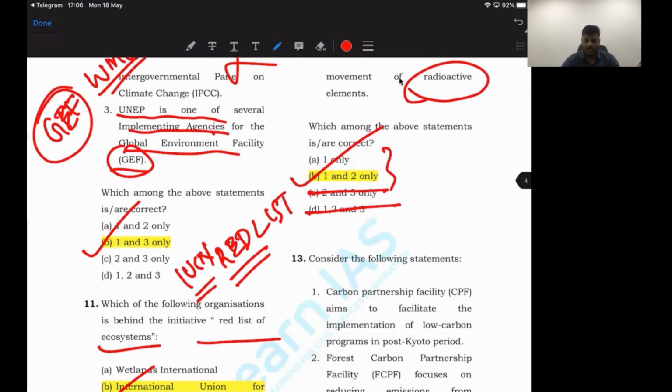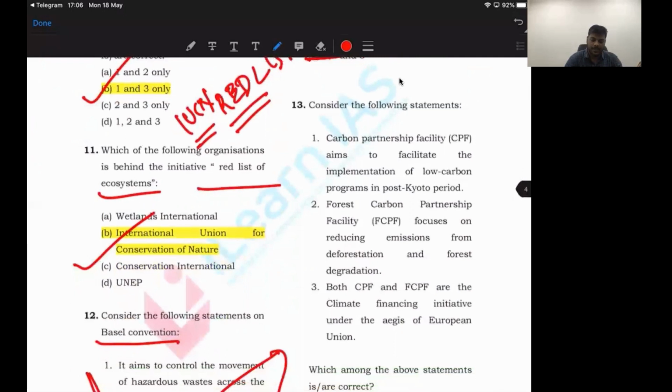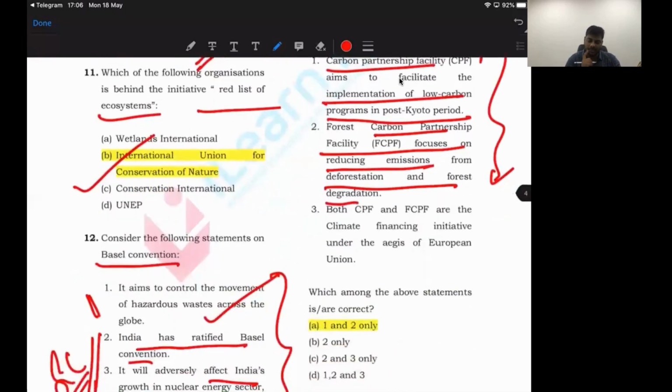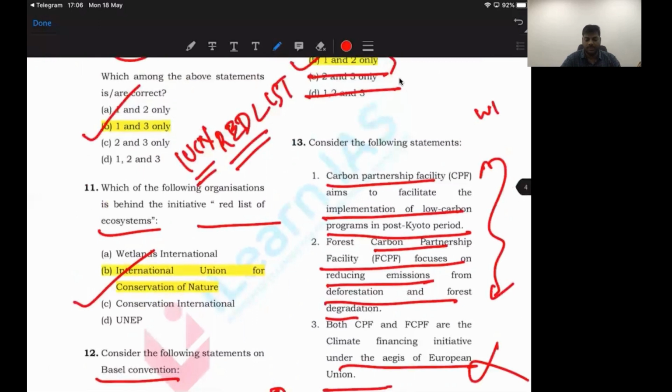Got it. And the 13th one: the Carbon Partnership Facility aims to facilitate the implementation of low carbon programs in the post-Kyoto period. The Forest Carbon Partnership Facility focuses upon reducing emissions from deforestation and forest degradation. Both are two similar concepts. And both CPF and FCPF are climate financing initiatives under the aegis of the European Union, which is actually wrong. I had shown you the website of the World Bank, and these are two World Bank initiated activities. It has nothing to do with the European Union.